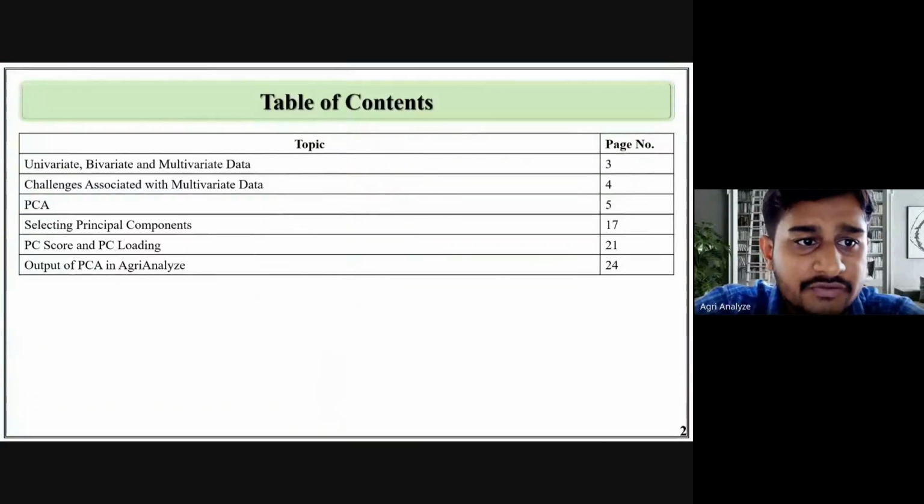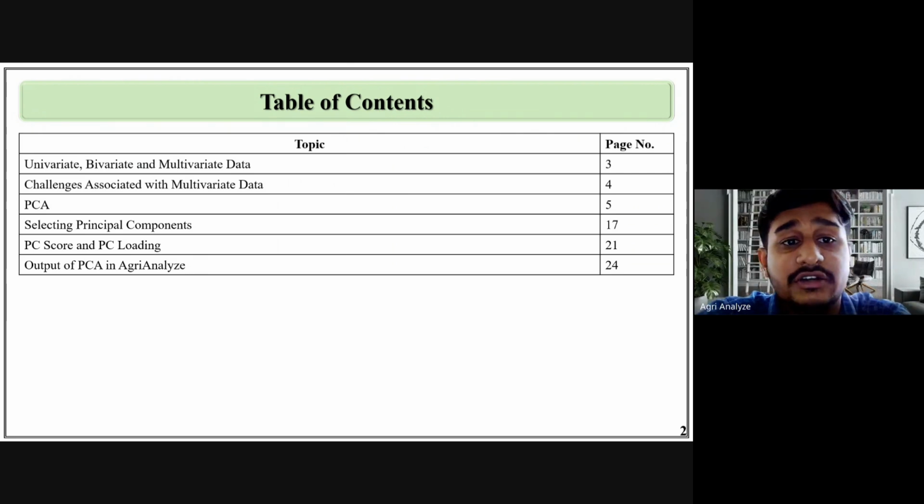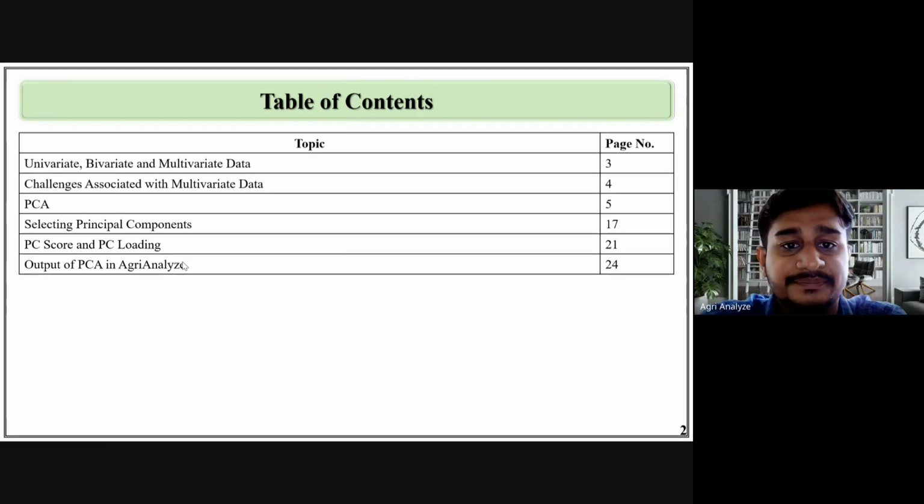Today we cover principal component analysis. In that, first, what is univariate, what is bivariate, and what is multivariate data. Then challenges associated with multivariate data, then PCA, then selecting principal component analysis components, then PC score and PC loading. After covering this theory, or how to construct PCA analysis and how to select the number of principal components, we have to see how to analyze PCA of your data with AgriAnalyze. So the last output of PCA in AgriAnalyze is given in this PPT.